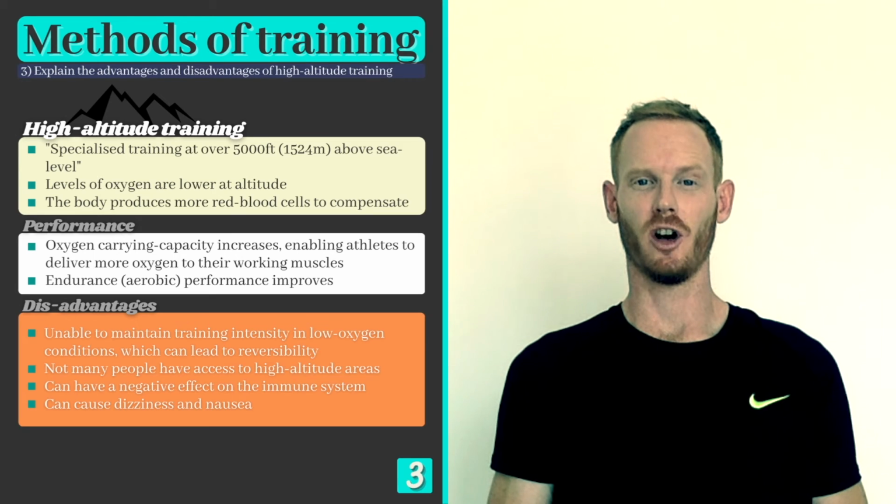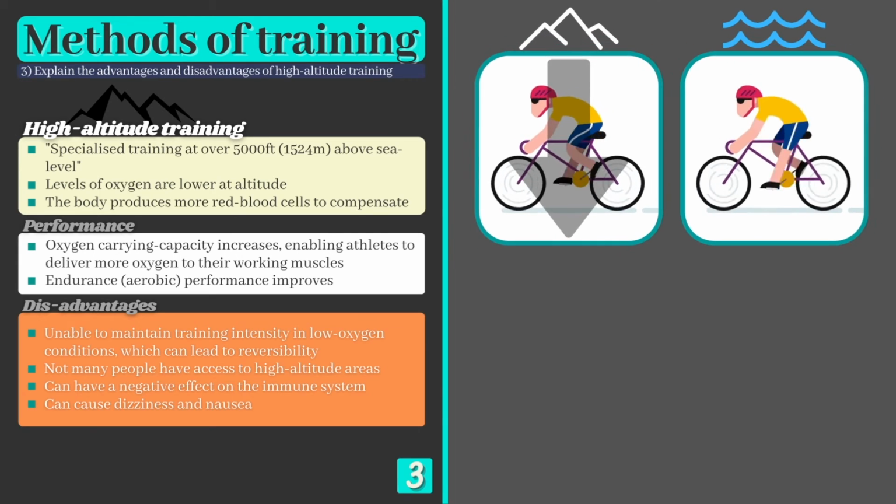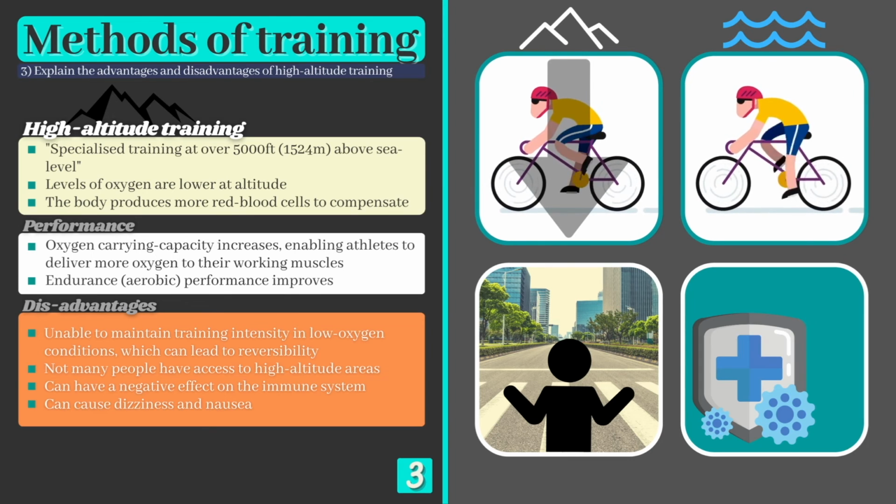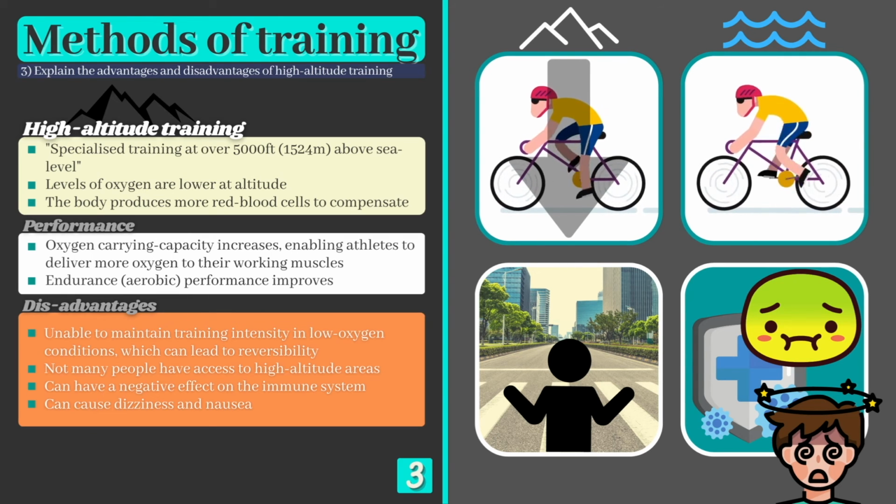Well, due to the lack of oxygen at high altitude, athletes are unable to train as hard as they would be able to at sea level, which can lead to reversibility in some fitness components. Many of us also live far from high altitude areas, meaning regular high altitude training simply isn't realistic. High altitude training can also have a negative impact on your immune system and can cause some of us to experience dizziness or nausea, which can have a secondary impact on the quality of our training.